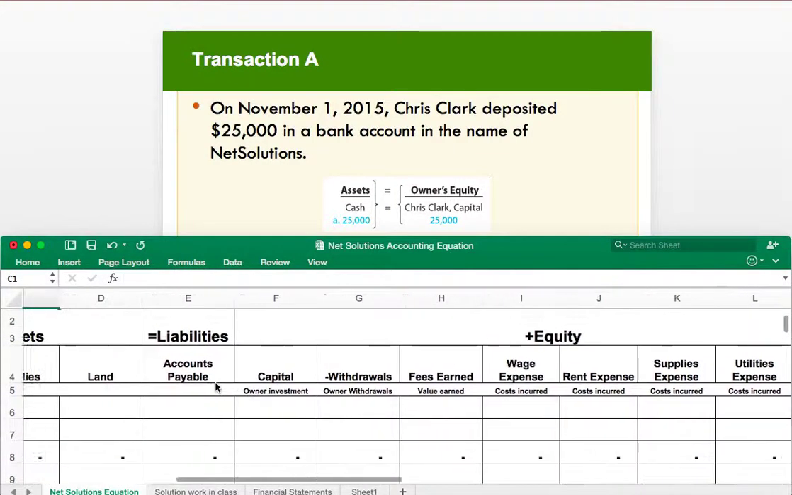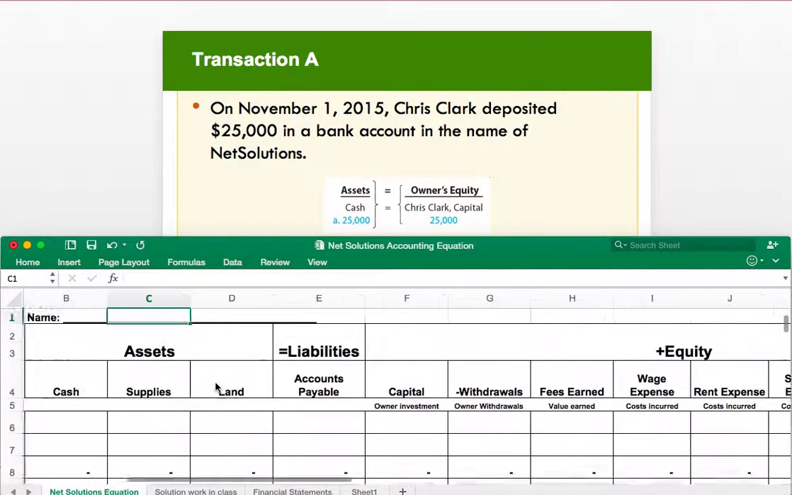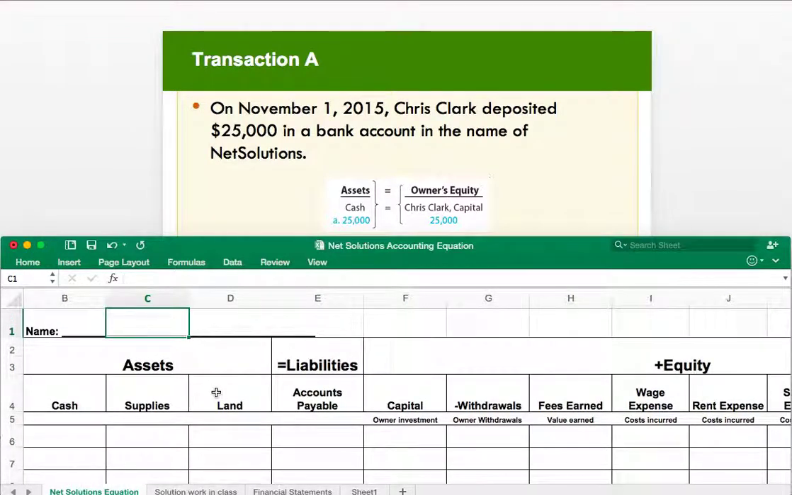Now, one thing you'll notice in this particular chapter is that we have 3 different assets: cash, supplies, and land. We're going to have one liability, which is called accounts payable. Our capital account is actually going to have Chris Clark's name on it. Chris Clark, comma, capital will be the name of his capital account. When the owner puts money into a business, we're going to use an account called capital. And then for the owner's withdrawals, I'm going to actually have an account called Chris Clark Drawing.